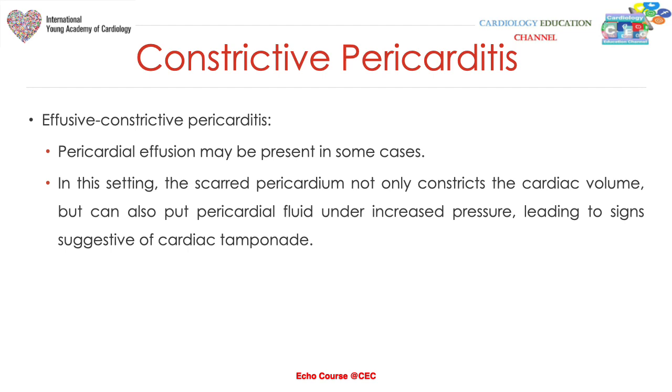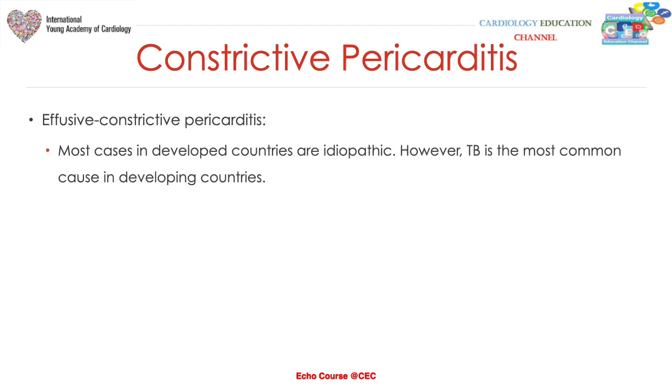In effusive constrictive pericarditis, classically constrictive pericarditis is dry, but here you may have some amount of pericardial effusion between the layers of the pericardium. So the action here is dual: the constriction from the pericardium itself and the pressure from the amount of pericardial fluid in the pericardial space. Effusive constrictive pericarditis in most cases in developed countries is idiopathic. However, tuberculosis is the most common cause in developing countries.